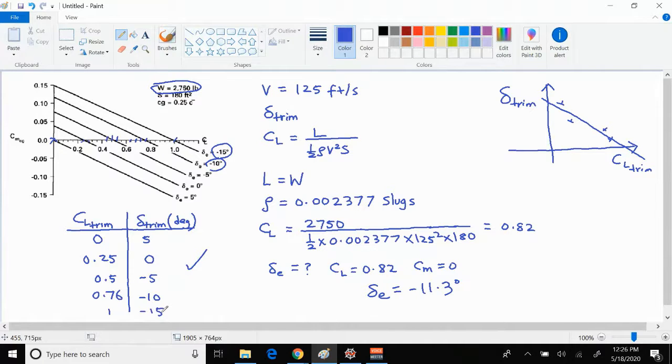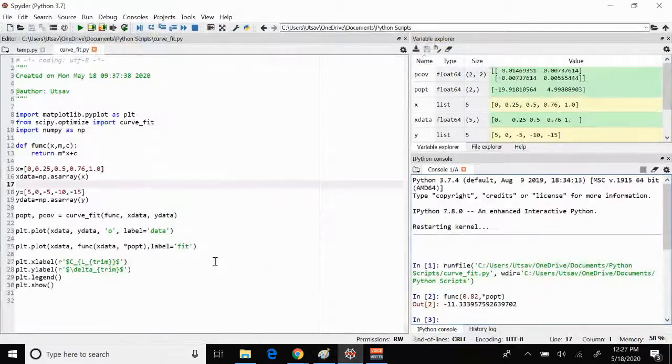Now what we can do is make a plot of delta trim as a function of CL trim, and we can fit a model on this scatter plot. And when we have the equation for the model, then we can calculate the value of delta trim for CL equals 0.82.